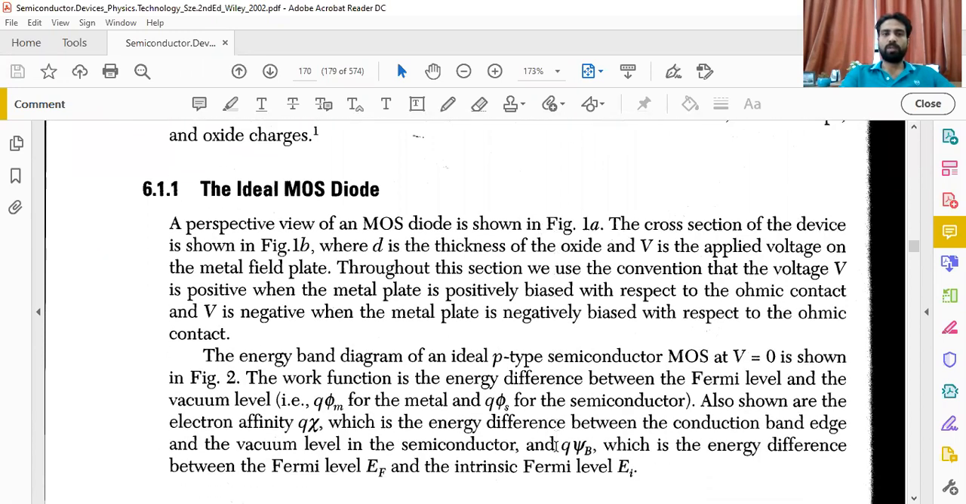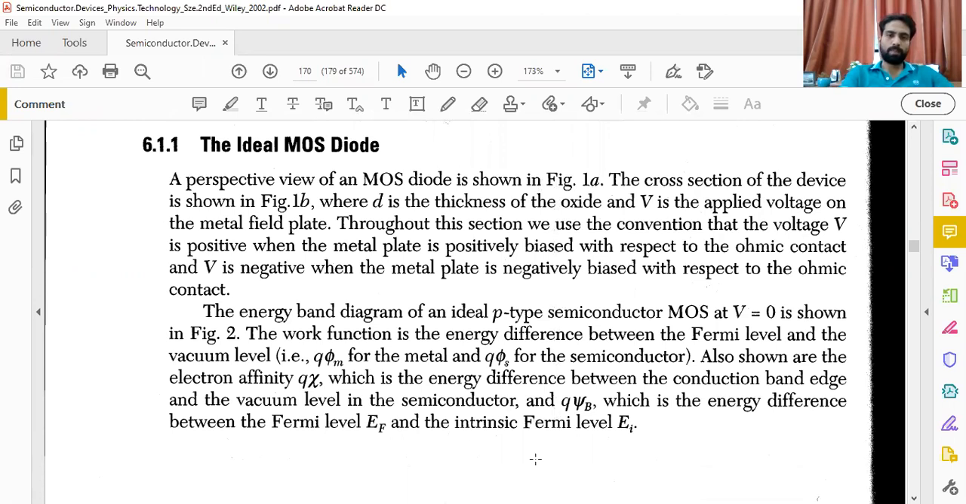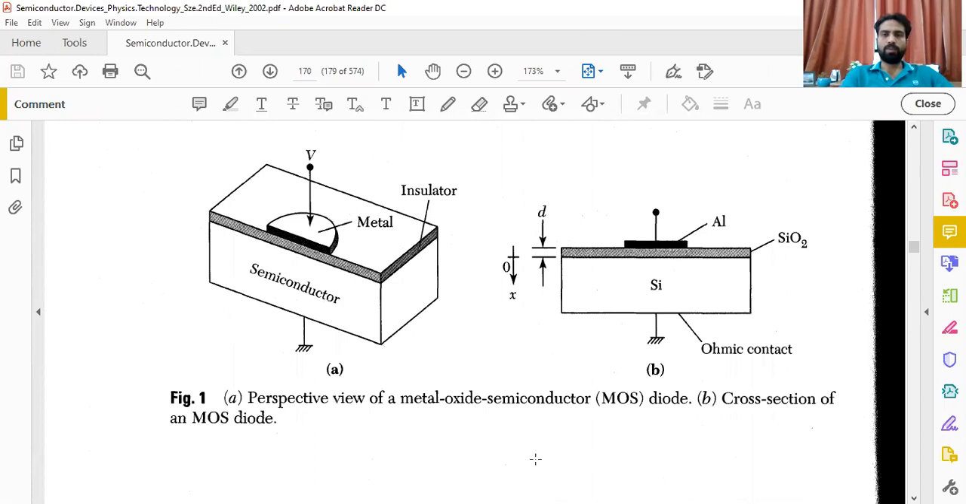First of all, let's talk about the ideal MOS diode. A perspective view of the ideal MOS diode is shown in figure 1a. The cross section of the device is shown in figure b. We'll come up here and see what it looks like. If you see this one, this is a simple kind of substrate. First of all, we go for this diagram b. It's a very simple type of substrate of silicon.